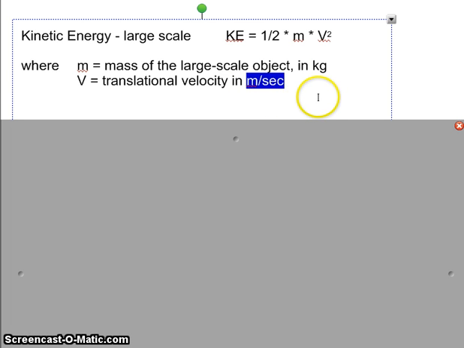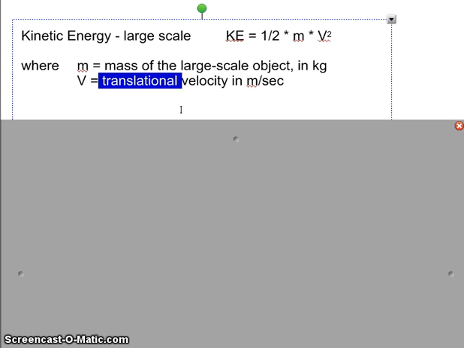All right, so that's a fairly straightforward calculation. Notice that it depends more heavily on velocity than it does on mass, because the velocity gets squared. Also note that it's the translational velocity, so rotation and vibration, those kinds of motions won't be captured by this kind of kinetic energy.